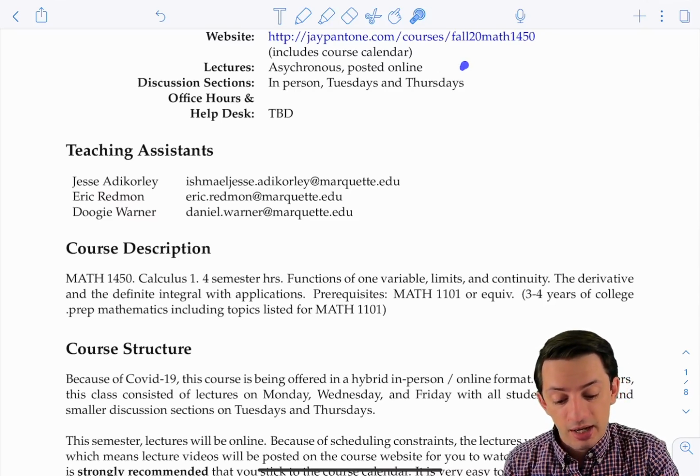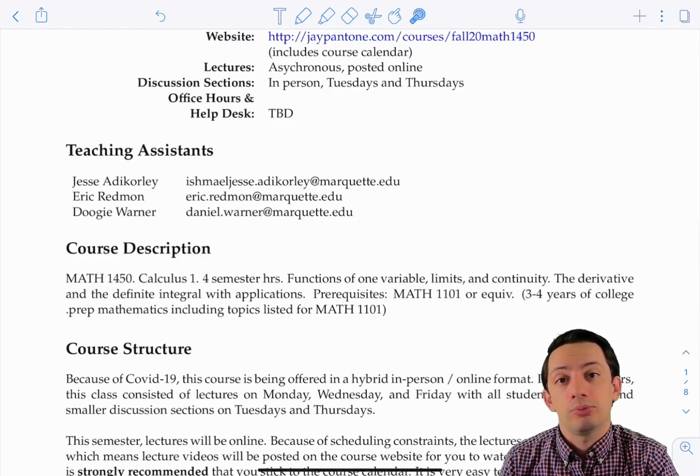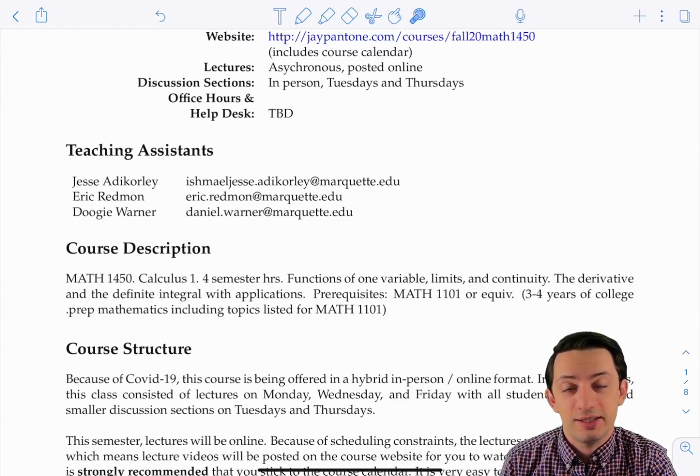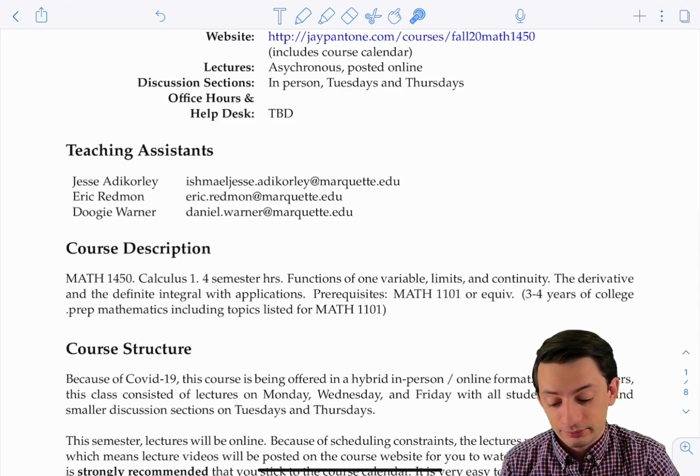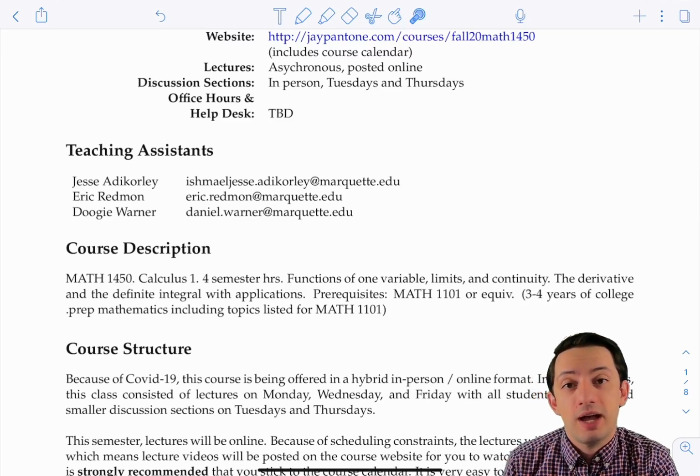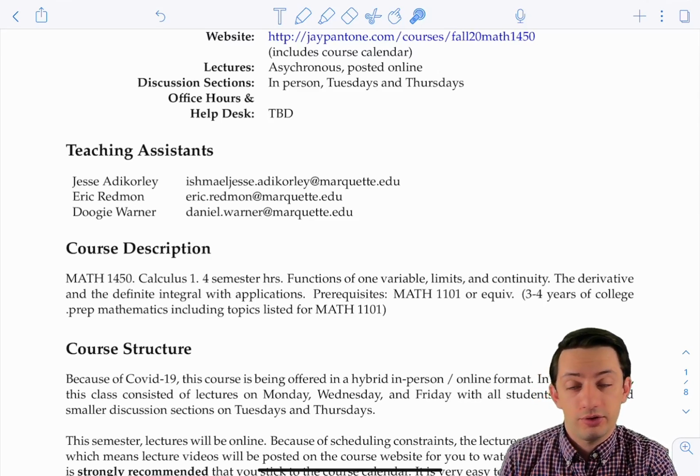The discussion sections will be small group breakout classes with teaching assistants. These are still going to be in person like normal on Tuesdays and Thursdays. More on that later. I will have office hours like normal with a university course.